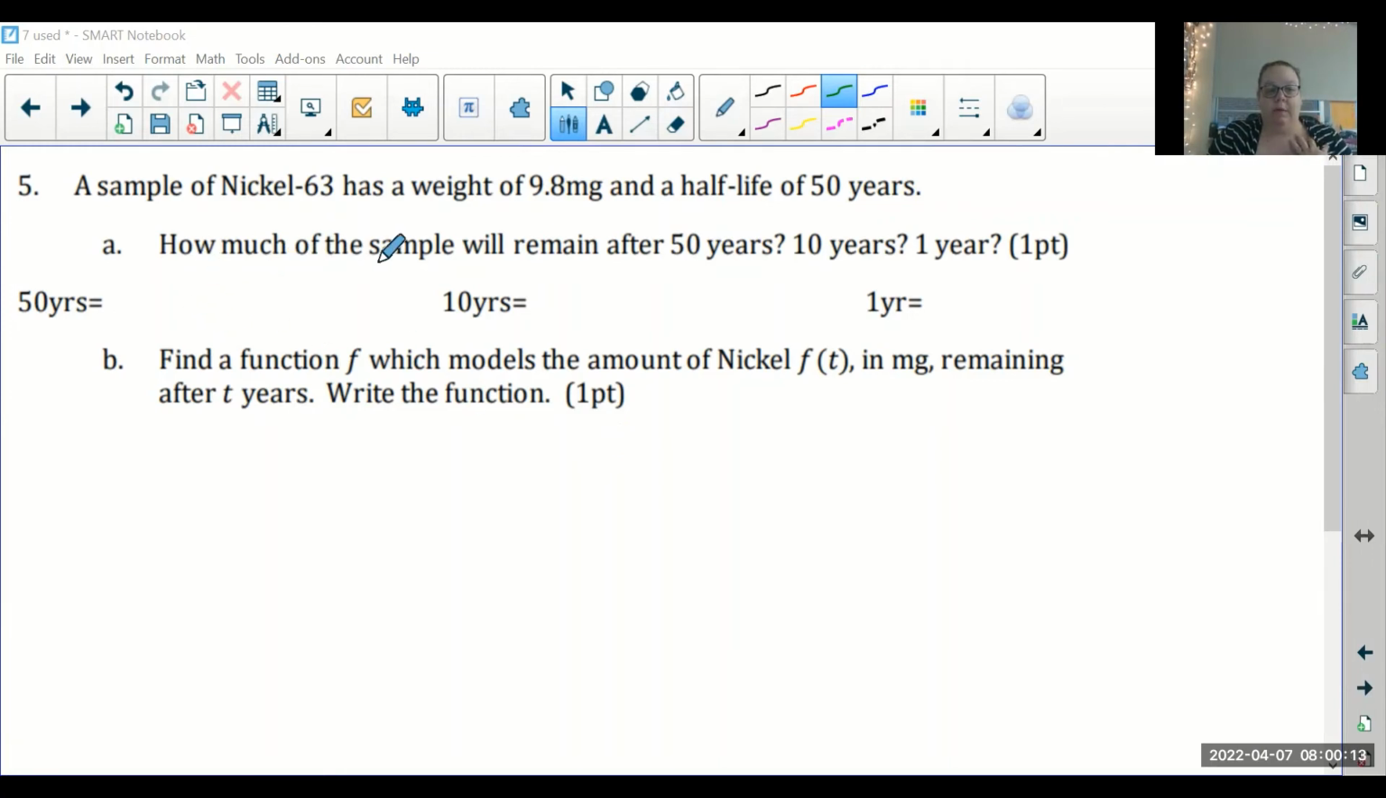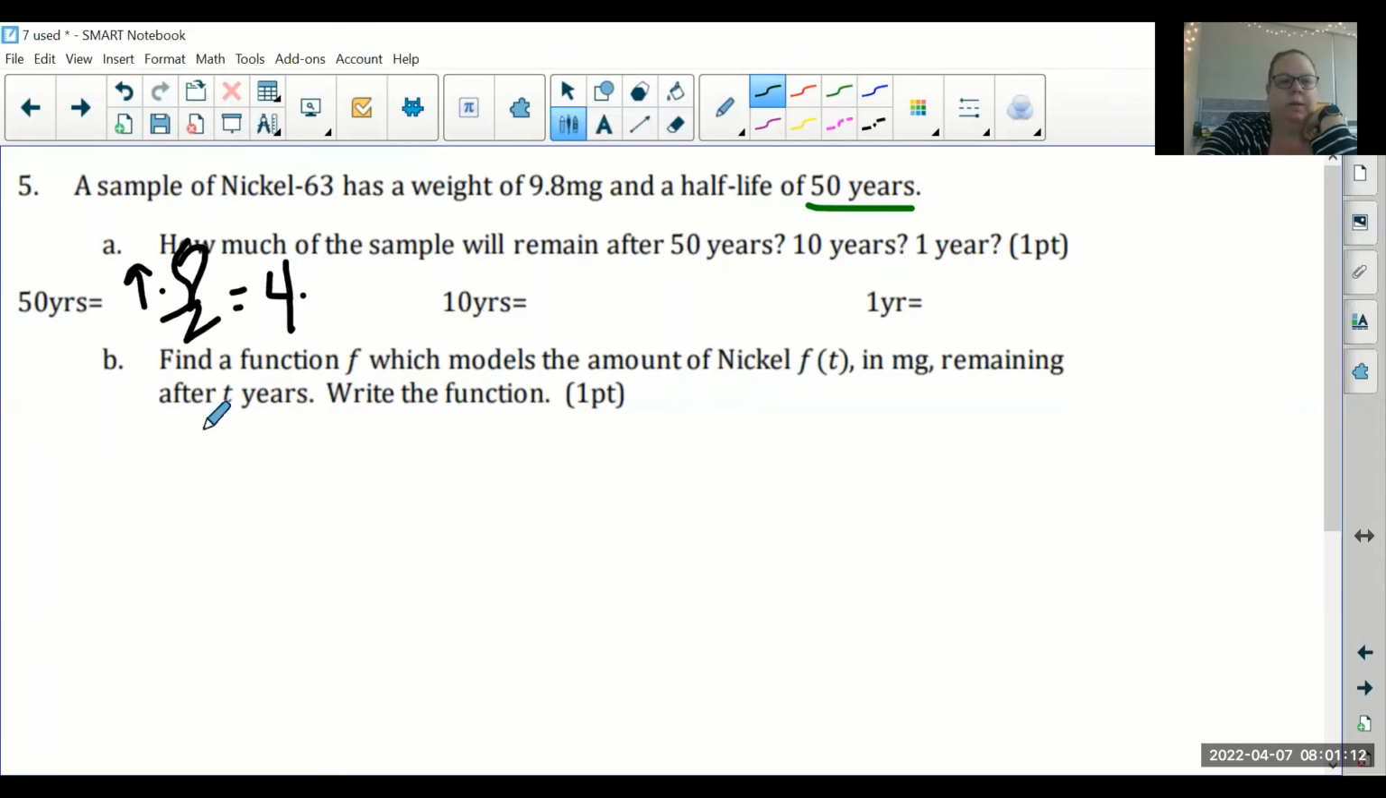All right, so for A, it says how much of the sample will remain after 50 years? Oh, sorry, my light just went out. So we just explained that the 50 years is telling me how long it takes to get cut in half. So if in 50 years it gets cut in half, all I have to do is do 9.8 divided by 2 because it's 50 years, it got cut in half. So I would do 9.8 divided by 2, and I would get 4.9. Sorry, I want to turn my light on. 4.9, and then don't forget to write milligrams. 4.9 milligrams, right? Because it takes 50 years to do the half-life, so it's getting cut in half.